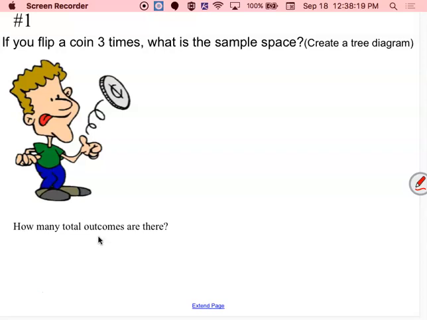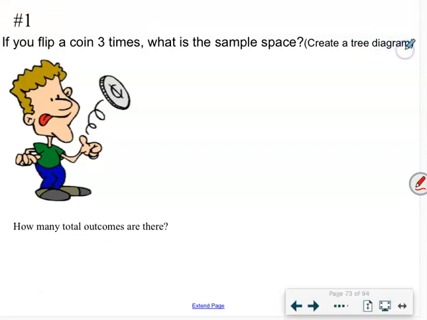Number 1, if you flip a coin 3 times, what is the sample space? This one wants us to create a tree diagram for this. So, when we're flipping a coin, your options are heads or tails. We're going to do heads or tails 3 times in a row. So on the first coin flip, we get either heads or tails.